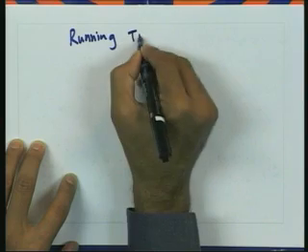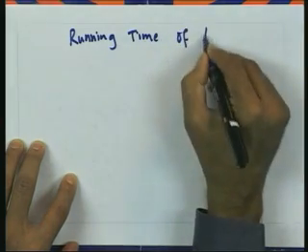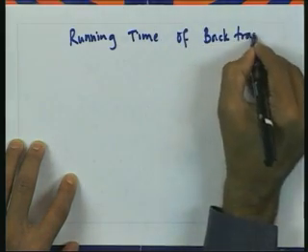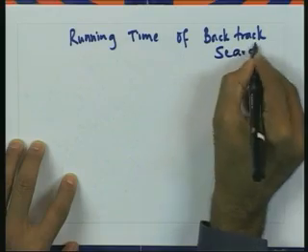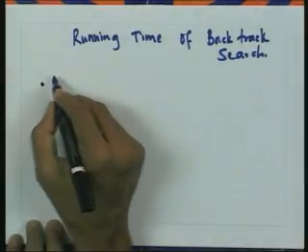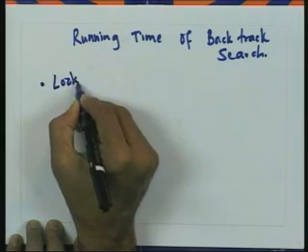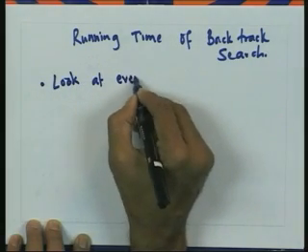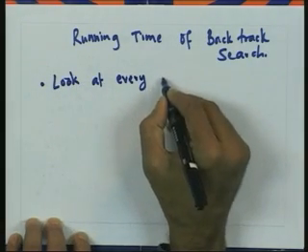So let me say something about the running time of backtrack search. Basically the idea is that we are going to look at every possible leaf.